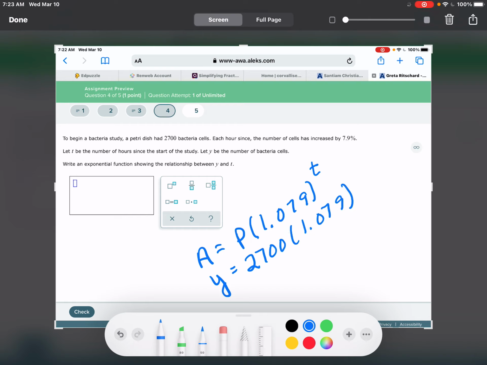0.079 to the t. They don't actually ask us to calculate anything. They just want us to have a handy-dandy formula that we could use to calculate how many bacteria are in our petri dish at any given time. And time in this case is hours.